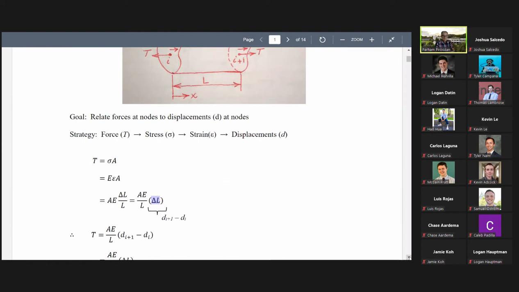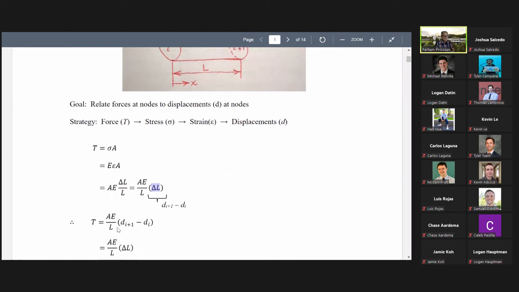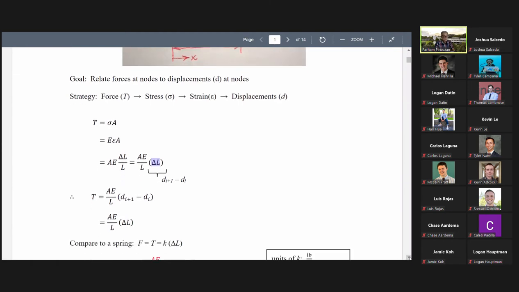We can write it as T is AE over L, and this is delta L. Now, compare this one, AE over L times delta L, to a force from a spring. Remember, from statics, we had this spring formula: F is equal to K delta L. Previously, we were saying F is equal to Kx, or F is equal to T. In this case, it is K delta L. Now, this is for a spring, K delta L.